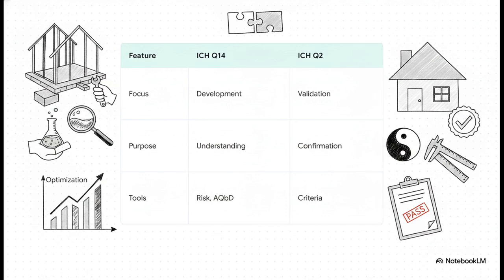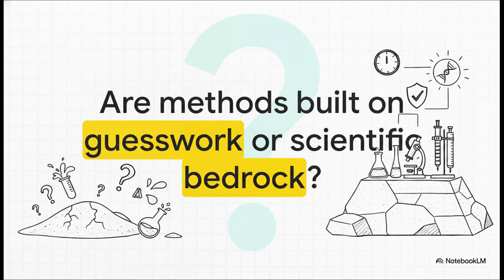Going back to our house analogy for a second, if Q14 is the process of building the house scientifically so it doesn't collapse, Q2 is the final structural inspection that legally certifies, yes, this is safe and fit to use. I really hope this explainer has shown you why shifting to this quality by design approach is a total game changer. It saves time, dramatically reduces regulatory friction, and honestly, it just results in much better science.